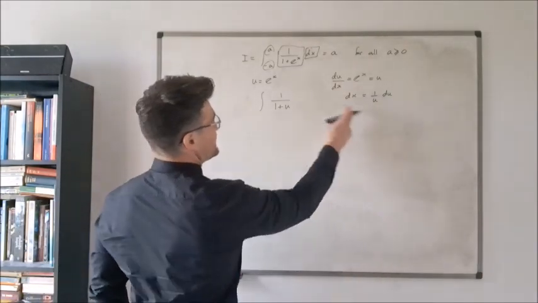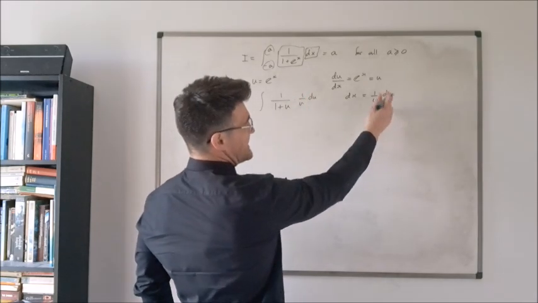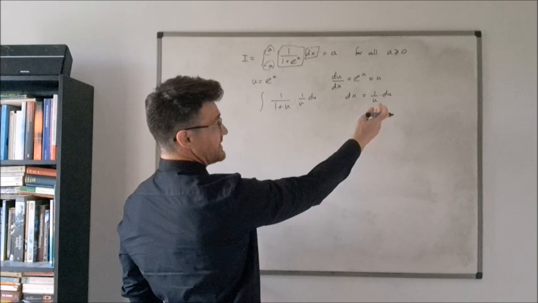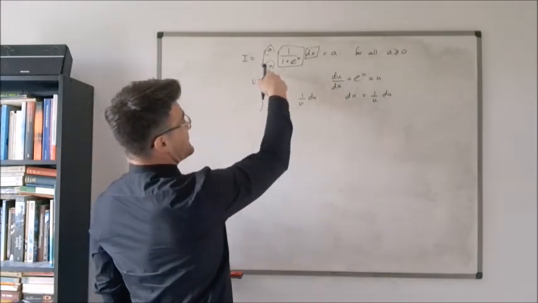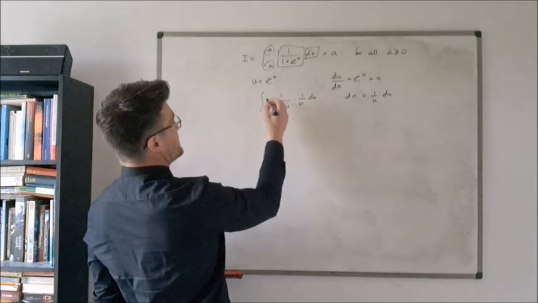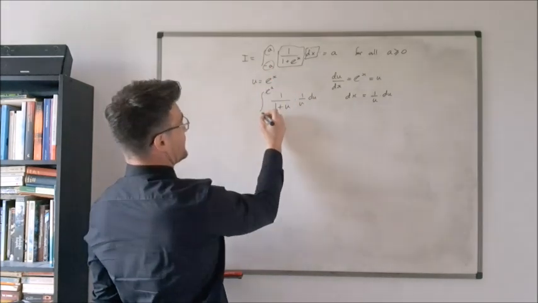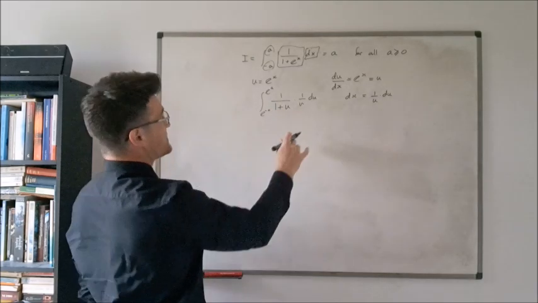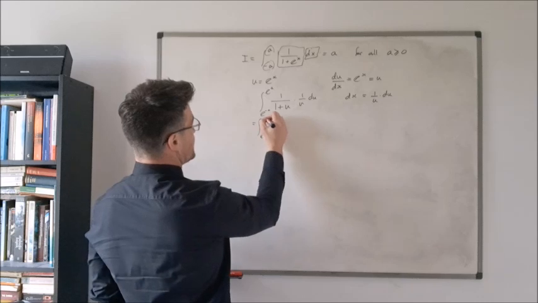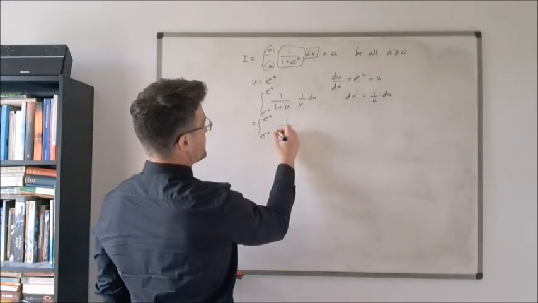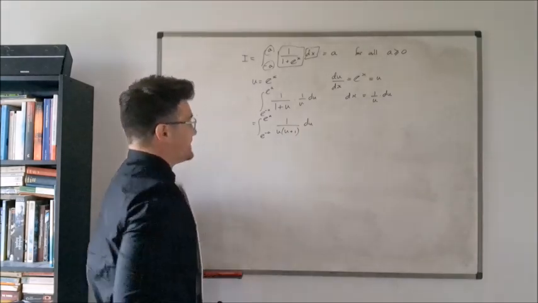Okay, so I replaced the dx with 1 over u du. By the way, I'm thinking about this as a multiplication effectively: 1 over u times du. When x is equal to a, u is going to be equal to e to the a. Similarly, when x is equal to minus a, I get e to the minus a. So I've got an integral now, which I can tidy up to give the integral from e to the minus a to e to the a of 1 over u times (u plus 1), or 1 plus u, whatever, du.